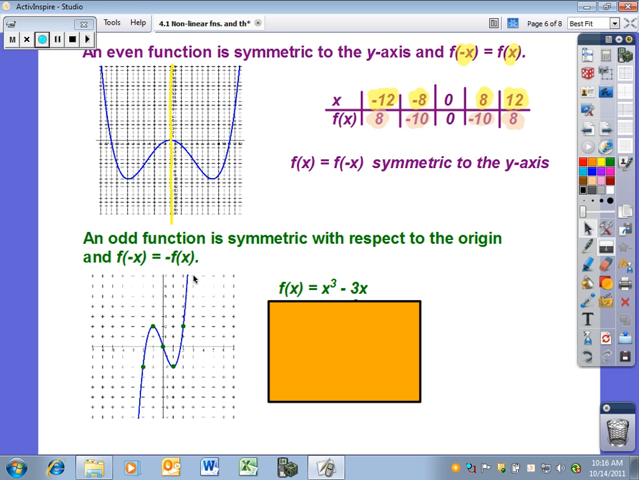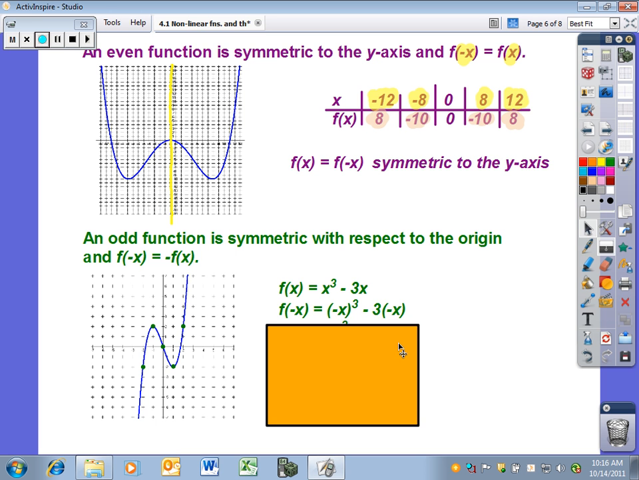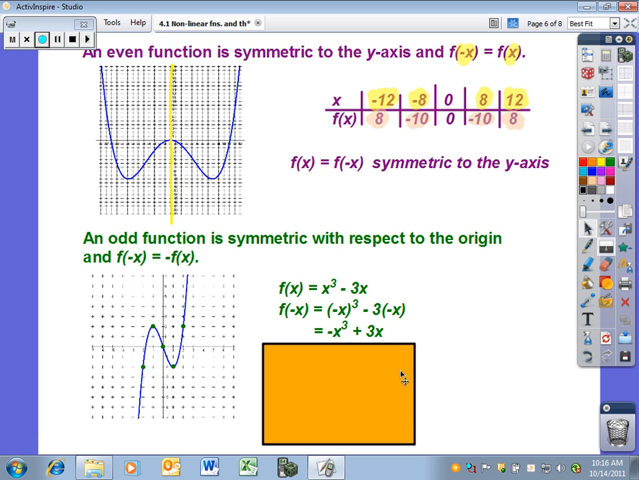Algebraically, f of x equals, here's my function, x cubed minus 3x. So I want to test f of negative x. So if I put a negative in there, that's a negative x cubed minus 3 times a negative x. Negative x cubed is negative x cubed. And negative 3 times negative x is positive 3x. Now, if I take the opposite of this original function, it would be the opposite of an x cubed is a negative x cubed.